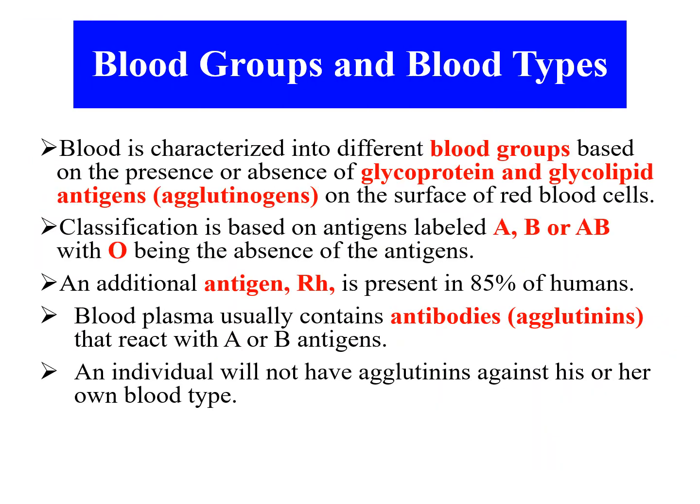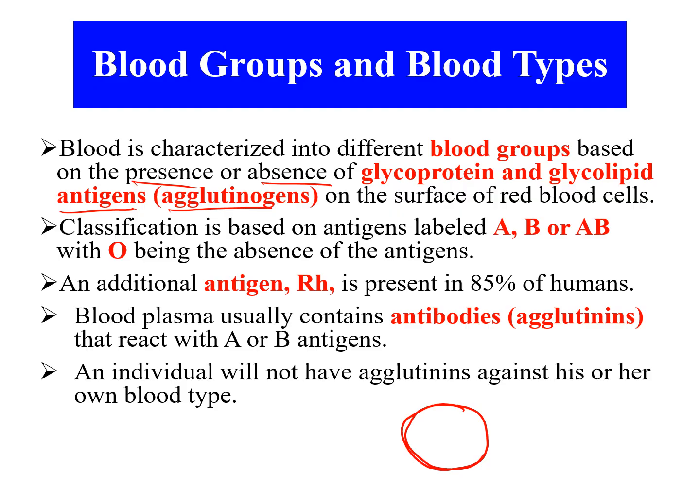We can now shift our attention to blood groups and blood types. You have to understand that individuals have different blood groups, and these blood groups are determined by the presence or absence of what are known as antigens or agglutinogens. Where do we find these antigens or agglutinogens? They are found on the cell membrane of a red blood cell.